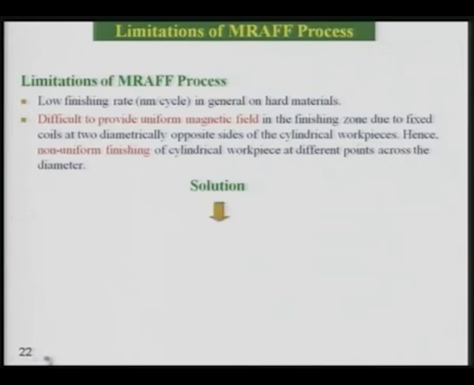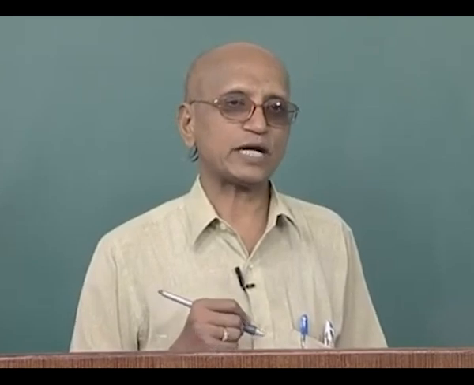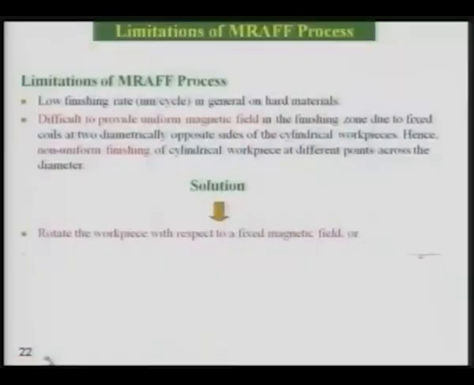We have a solution: rotate the workpiece with respect to the fixed magnetic field. So what will happen when you are rotating? Then the whole surface of the workpiece will get uniformly finished, because the whole area will pass through the high magnetic field and low magnetic field. So the high magnetic field will give you a final surface finish which is more or less uniform. Alternatively, rotate the magnetic field with the help of permanent magnets or electromagnets.